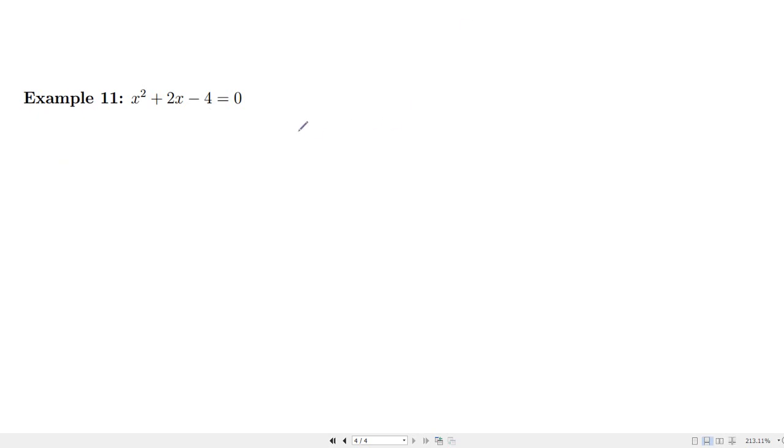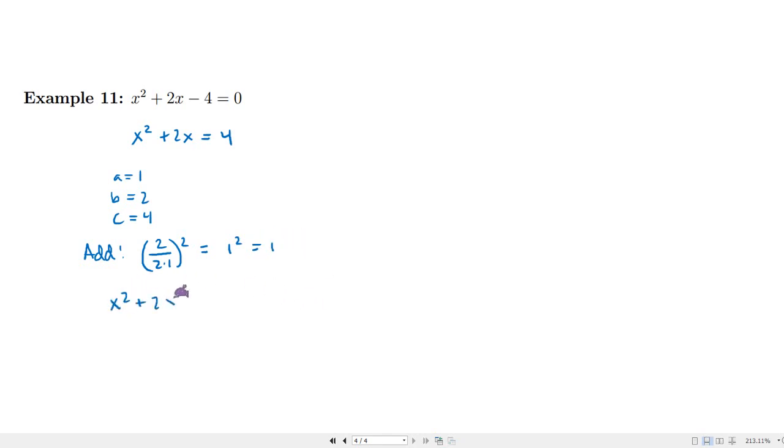And finally, we have this last one here. So we have x squared plus 2x, and bringing this 4 over, we have positive 4. So a is 1. So dividing both sides by a, we're done with that. b is 2. c is 4. We will add b over 2a squared, right? So that's 2 over 2, which is 1 squared, which is just 1. So then we're going to add 1 to both sides.